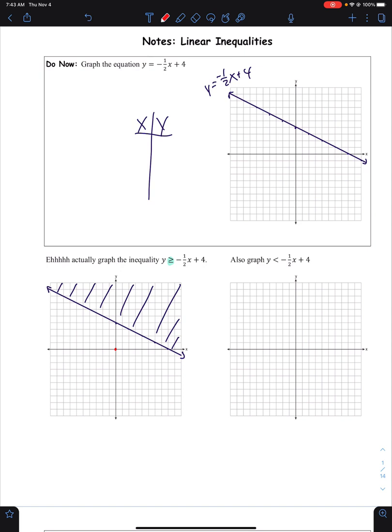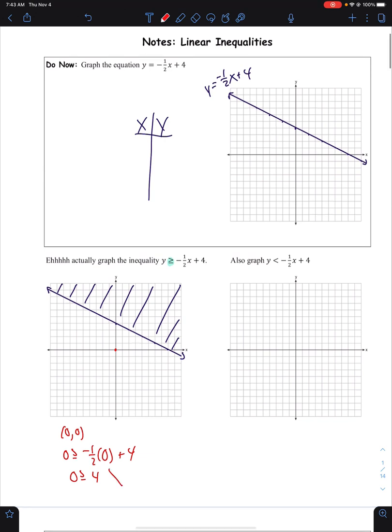So I'm going to plug in 0, 0 in for x and y. So I have 0 is greater than or equal to -1/2 times 0 plus 4. When you simplify that, you get 0 is greater than or equal to 4. That is not true. So we do not shade on that side. We would shade on the other side. And you see both ways give us the correct shaded region.